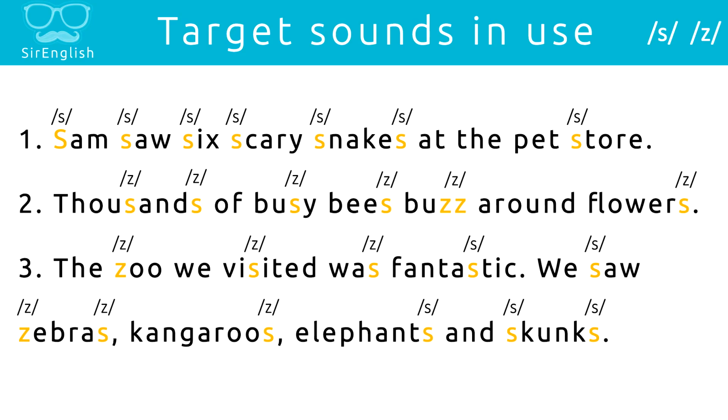Okay, and sentence three contains a mix of the two sounds. Listen and repeat. The zoo we visited was fantastic. We saw zebras, kangaroos, elephants, and skunks.